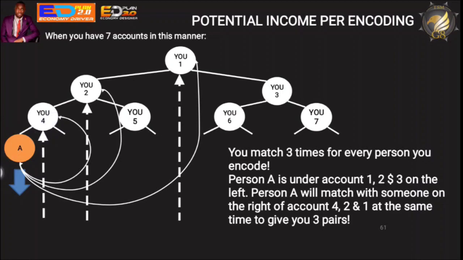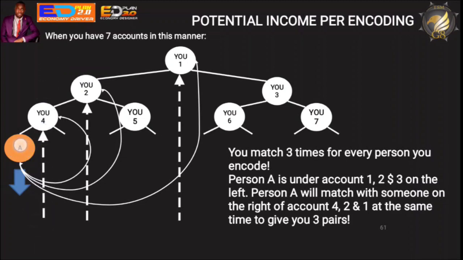So we have positioned this person A here under account 4. And this is at the end of your genealogy. This whole white, those accounts, they form your genealogy. So we position this person at the end of your genealogy where we have open legs, and it is under account 4. So this guy here, person A, will affect account 4, will affect account 2, will affect your account 1.